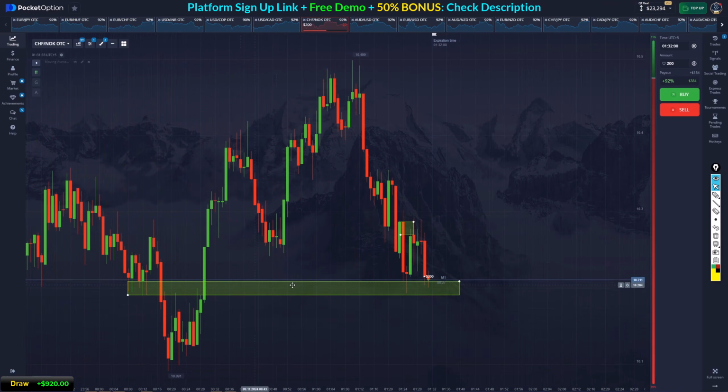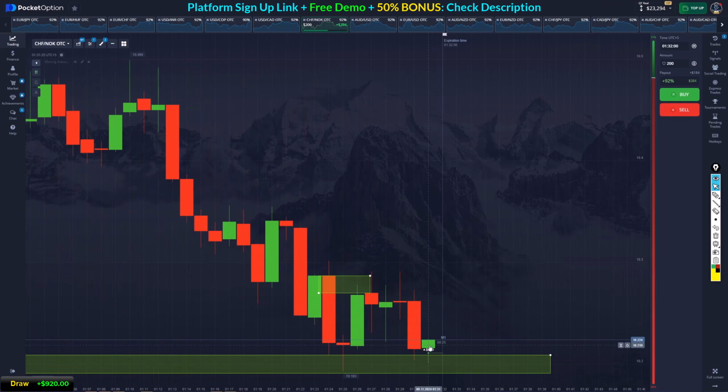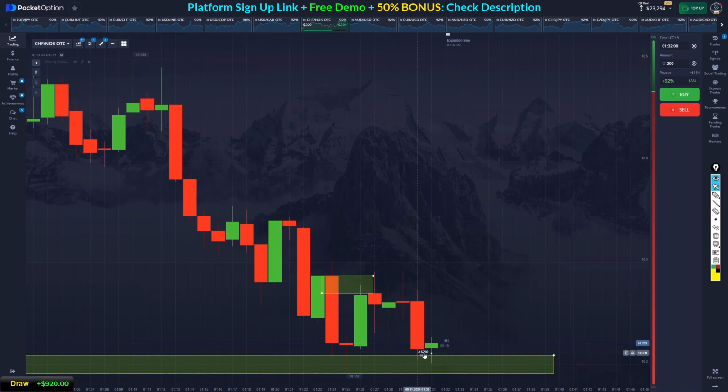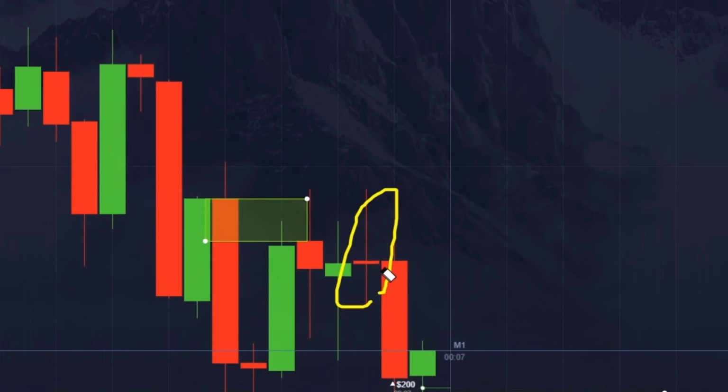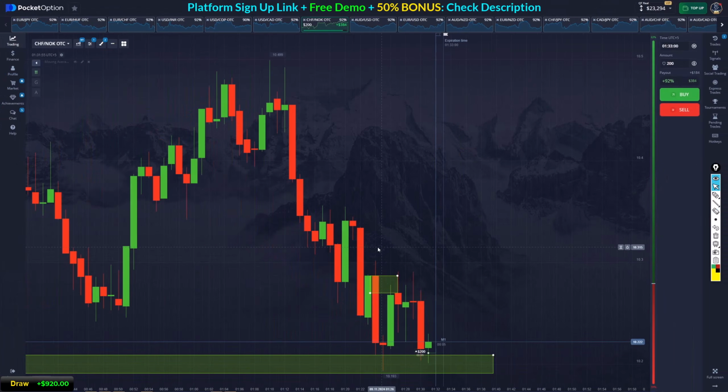Okay, so here the setup is buy, but it's a bit risky because we have a negative reason here. That's why I go with 200. Okay, low risk. If I lose it, nothing will change. Okay, and this is a doji break setup. It's not a perfect doji. A perfect doji looks like this, no body here, but here it's a little bit of body right here, so it's not a perfect doji.